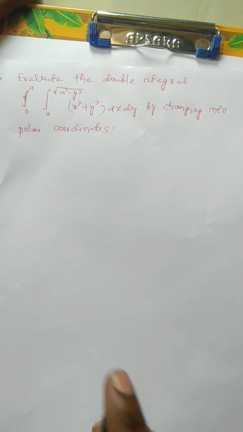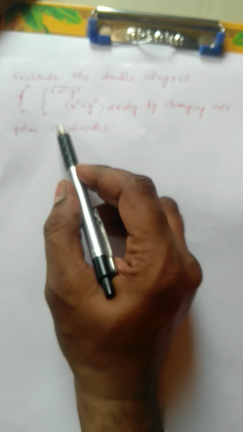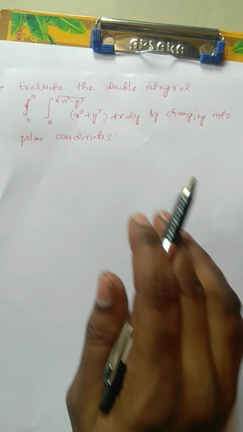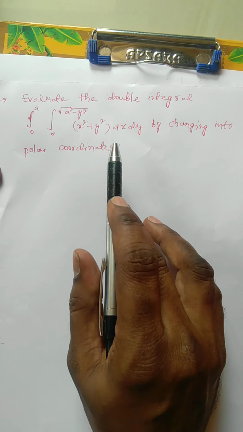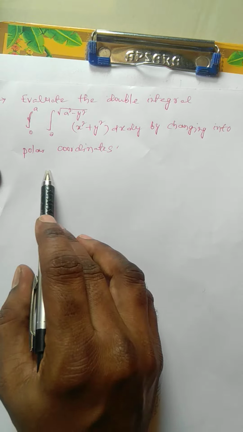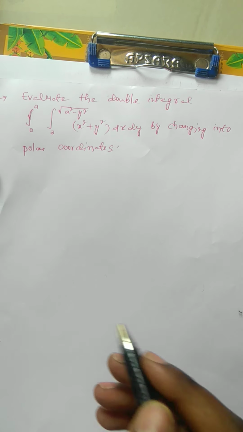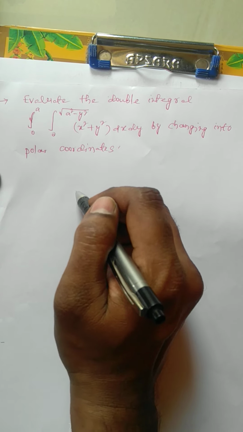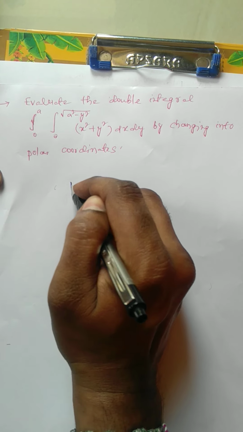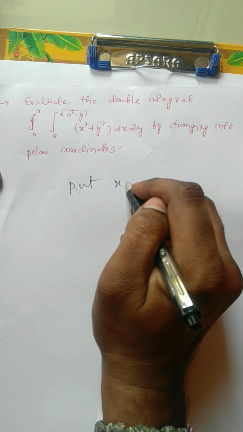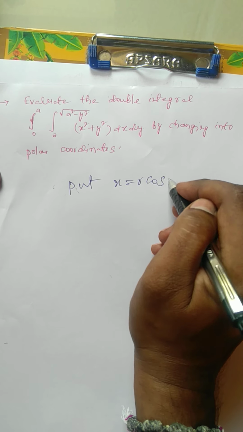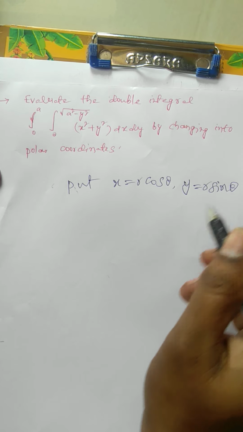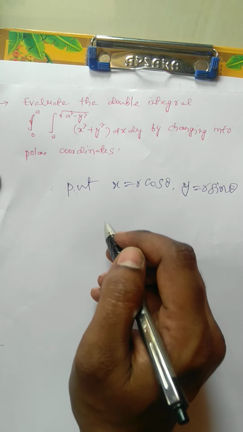Evaluate the double integral from 0 to a, integral from 0 to square root of a square minus y square, dx dy, by changing into polar coordinates. As I said, first step, you can write x and y in terms of r and theta. Put x equals r cos theta and y equals r sin theta. We're writing x and y in terms of r and theta.